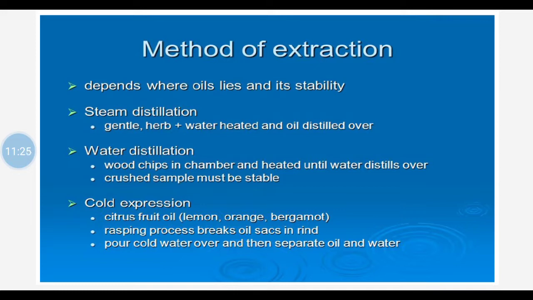Steam distillation can be followed for extraction. Then one can go for hydro distillation also, that is water distillation. Or the oil can be separated by cold expression also, by applying pressure to the citrus fruits. Or whatever the rasping process is there, then they can be obtained by pouring cold water over and then separating oil and water.